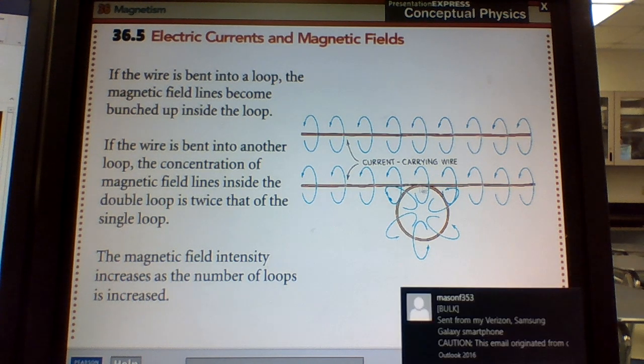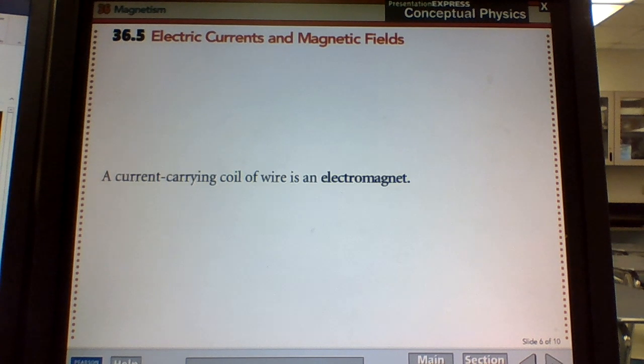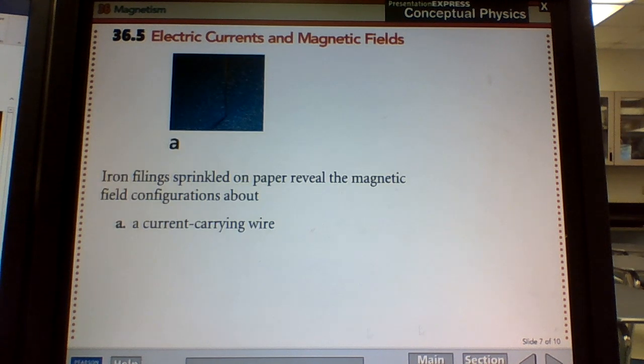If we create a loop in that wire, what will happen is that loop will actually create more of a magnetic field in the same place. So by creating mini loops, we actually can generate a very strong magnet by creating many more loops. And so when we take a current carrying wire and coil it into many loops, we generate what is known as an electromagnet.